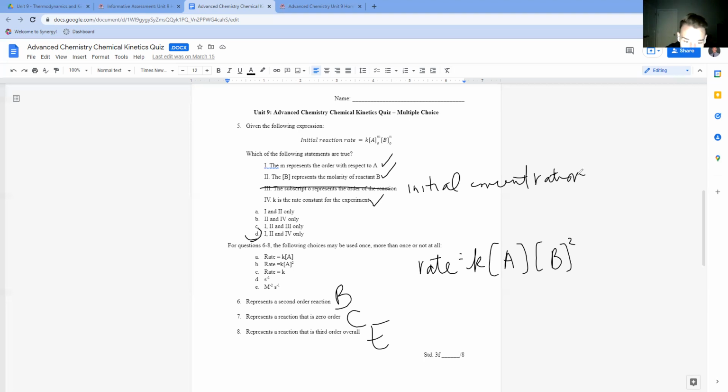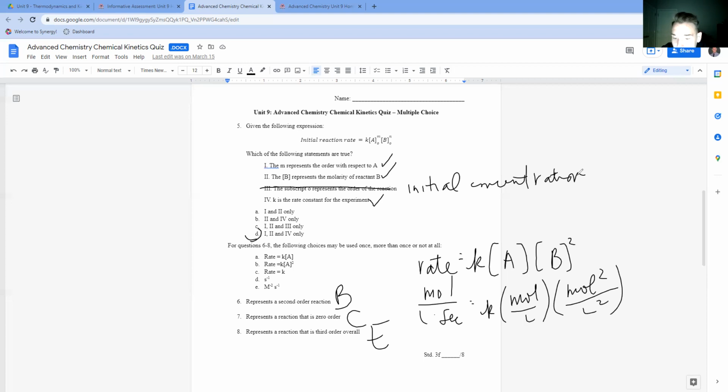So this is going to be for my k value. So rate is going to be moles per liter times, we'll just use seconds here, is equal to k. Moles over liters. This is going to be moles squared over liters squared, which gives me moles cubed over liters cubed times k is equal to moles over liters times seconds. Multiply both sides by liters cubed over moles cubed.